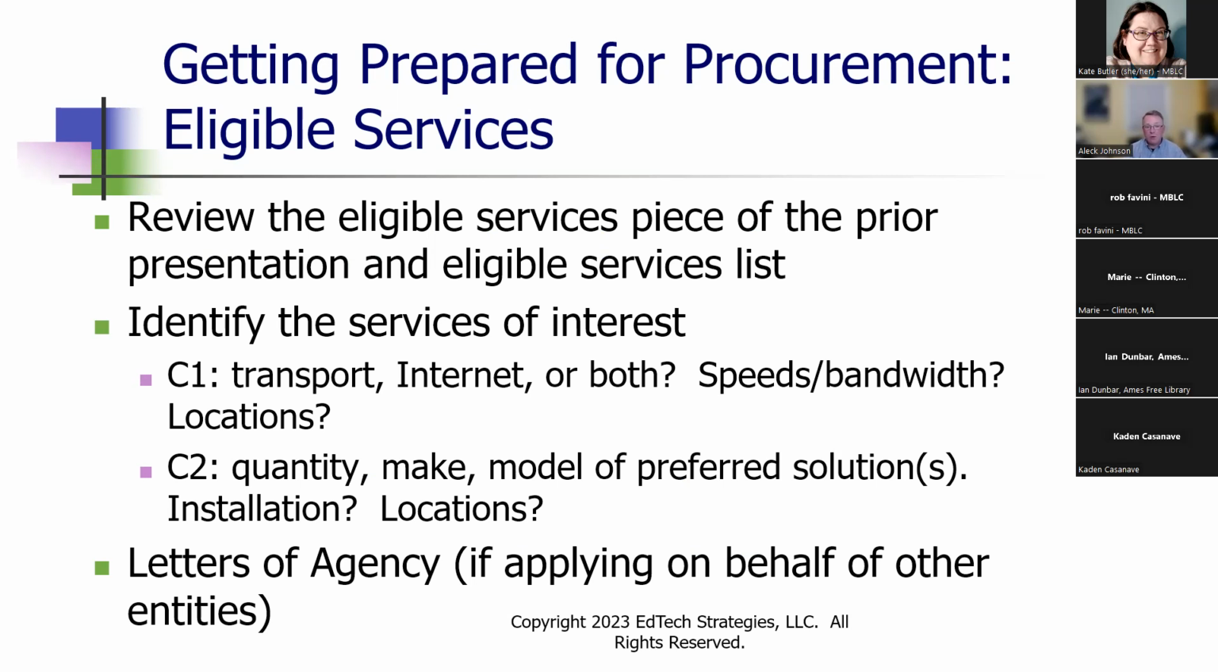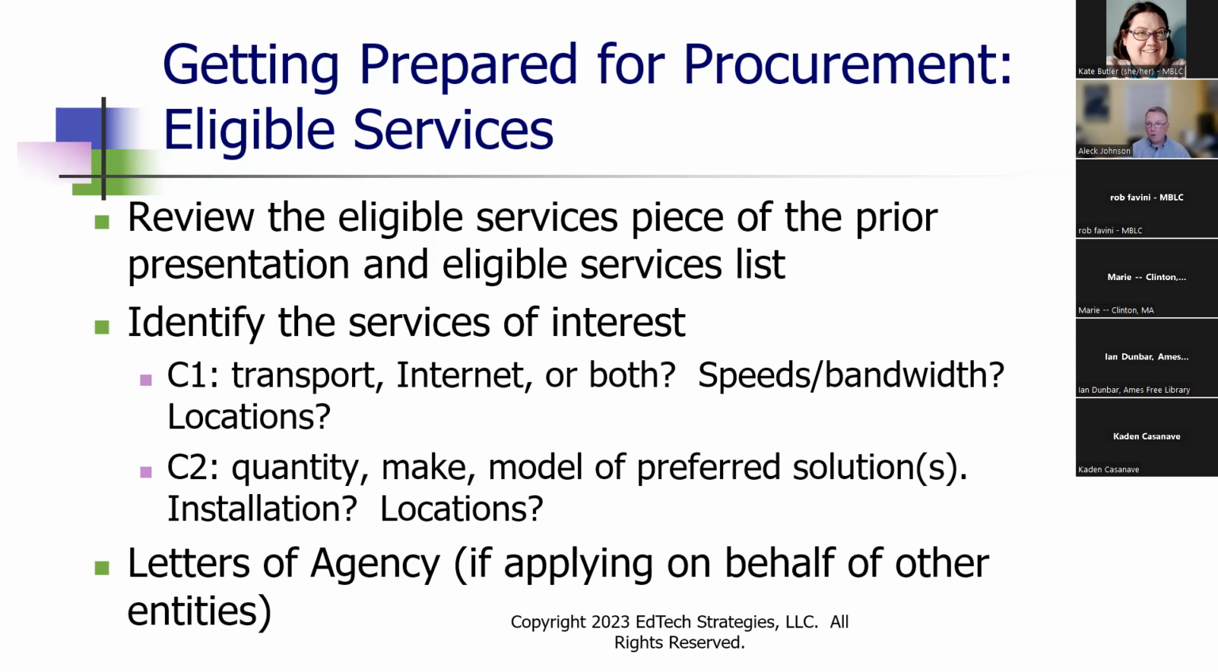If you were applying for category 2, which would be things like routers and switches and Wi-Fi, you should figure out the quantity, make, and model of the equipment that you're interested in receiving. Remember, as we talked about a little bit last time, as we will talk about in much more detail in 2 weeks, you are allowed to identify your preferred solution, but you are also required to consider equivalent options. So you won't necessarily be able to specify exactly what you want and require that vendors bid that. However, we'll talk about ways to make that work for you in the next presentation.